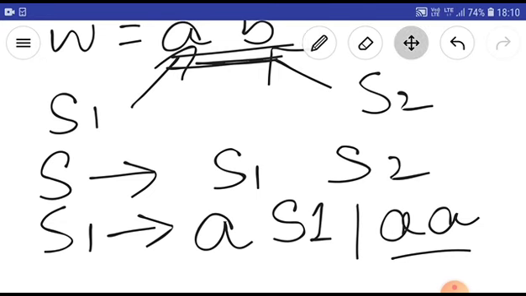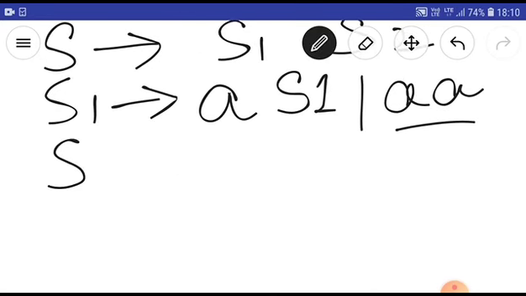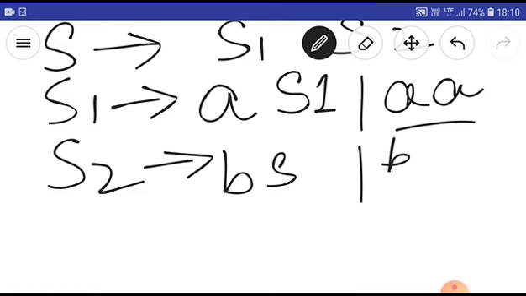And what about S2? S2 here is just b, so it means one b. The minimum possible string will be one b. And I can also replace it using the production b S2. If I use this production multiple times, then I get b cubed. So strings of this type are acceptable.